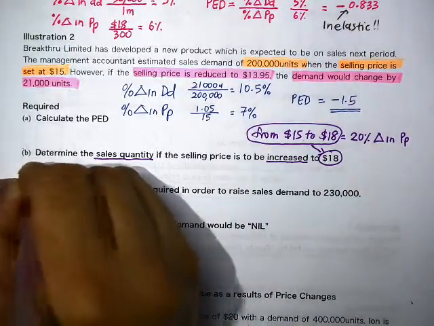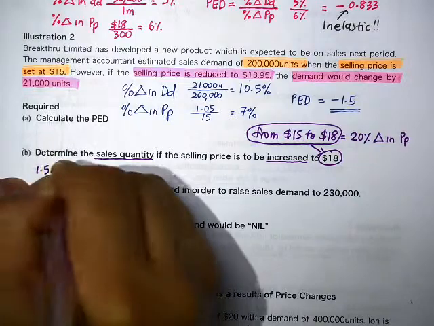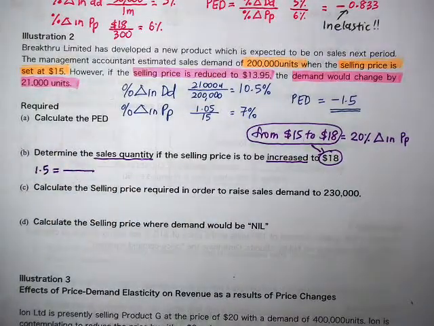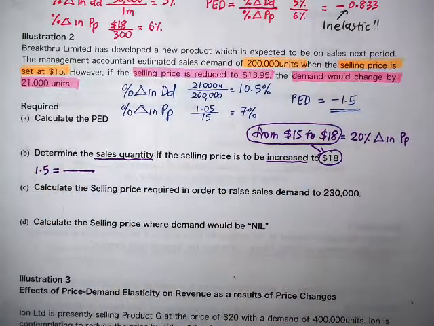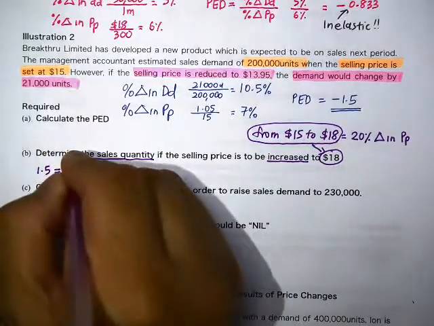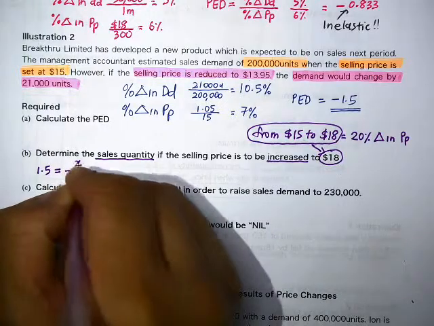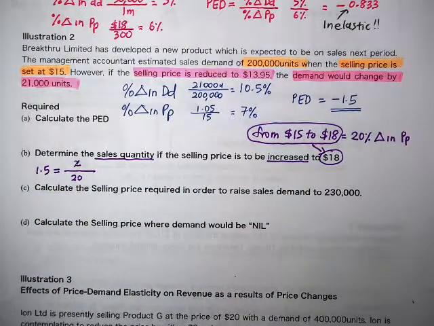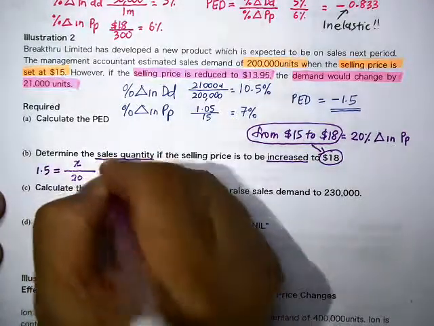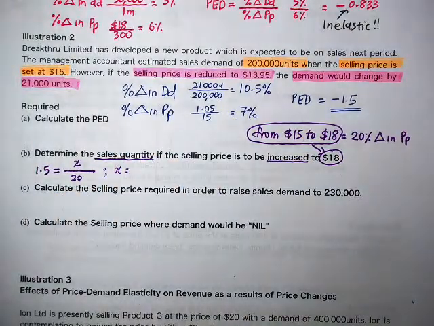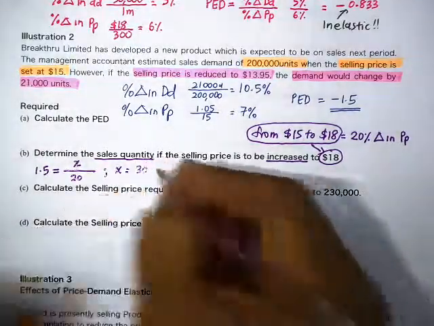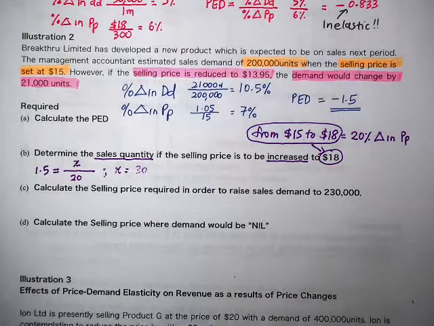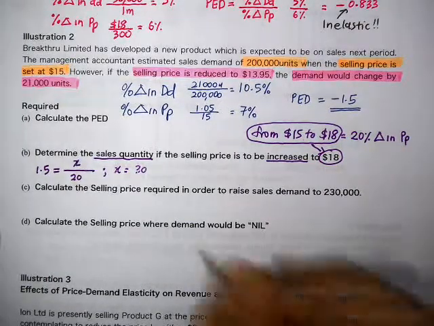Now, because the PED is 1.5, so 1.5 equals to, what's the formula? Change in demand over change in price, right? That means X over 20. So if it's X over 20, then X must be what? Must be 30. Only when you do 30 divided by 20, you get 1.5. So X is 30. 30 means 30%, because it's based on percent. So 20 is percent, 30 is also percent.